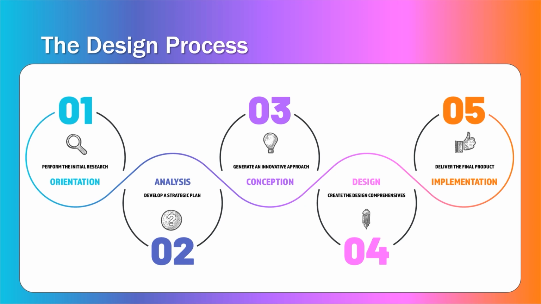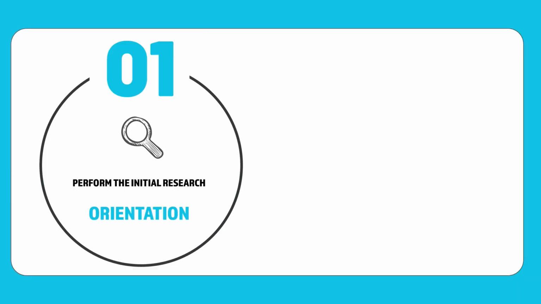We start with phase 1, which is the orientation. We move on to phase 2, which is the analysis, where we really develop a strategic plan. We take our plan into phase 3, which is the conception, where we actually come up with the ideas and direction. With those ideas and directions, we move into phase 4, where we perform the actual visual design. And finally, in phase 5, we prepare the final product to be delivered.